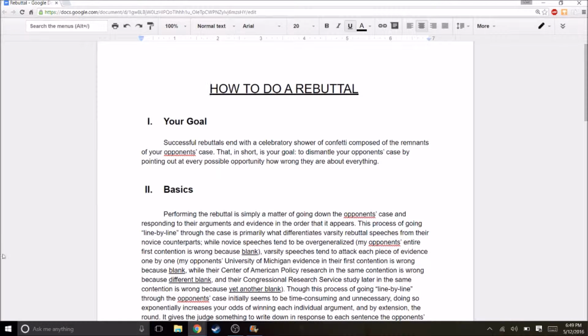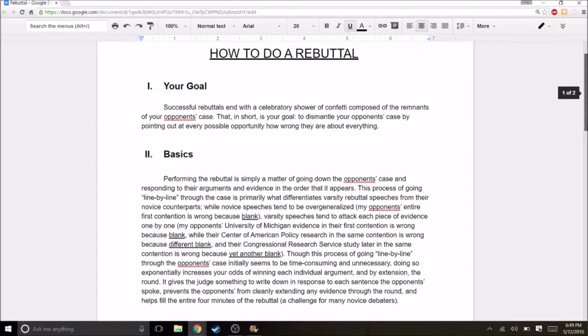In a rebuttal, your goal is to dismantle your opponent's case by pointing out at every possible opportunity how wrong they are about everything, and you're going to need to do this by using blocks.